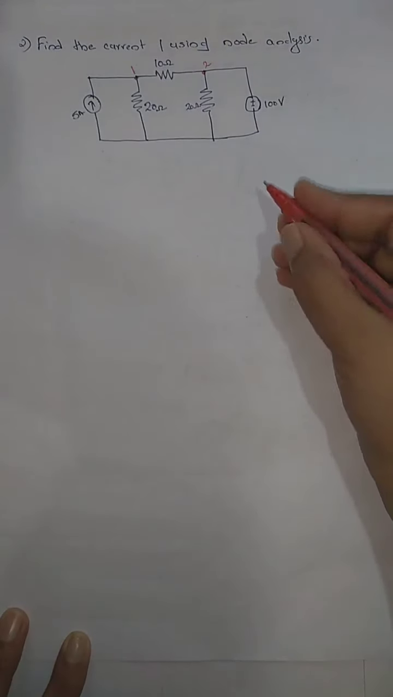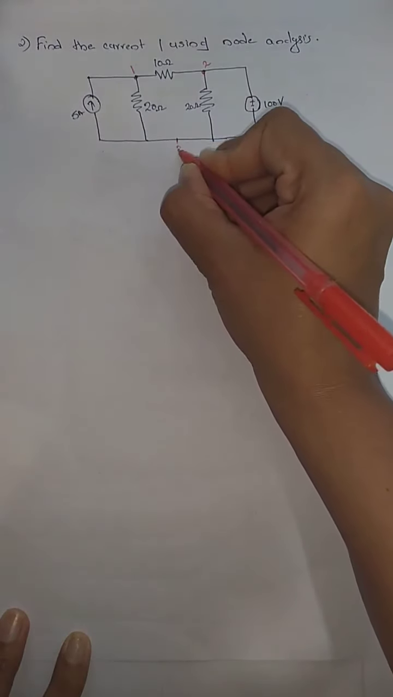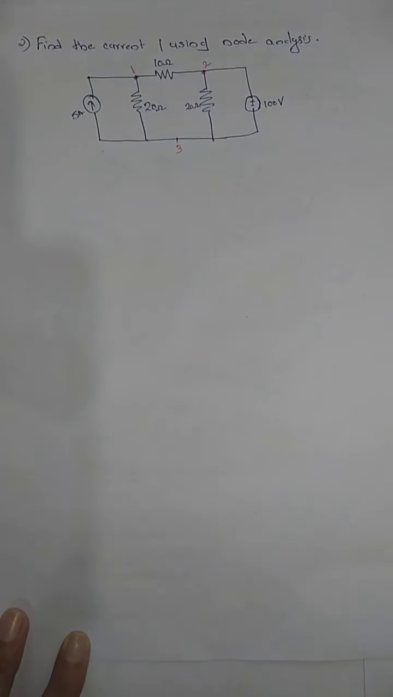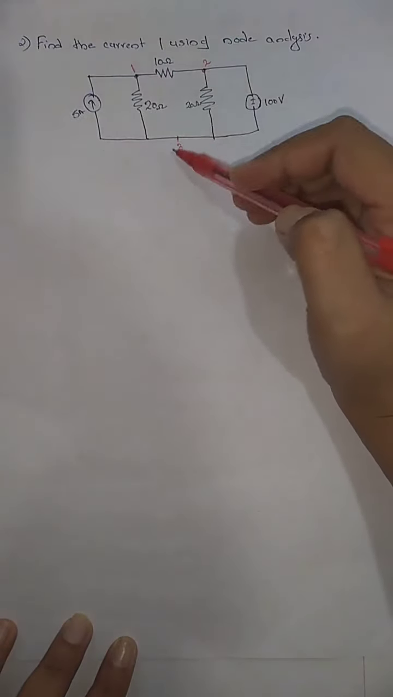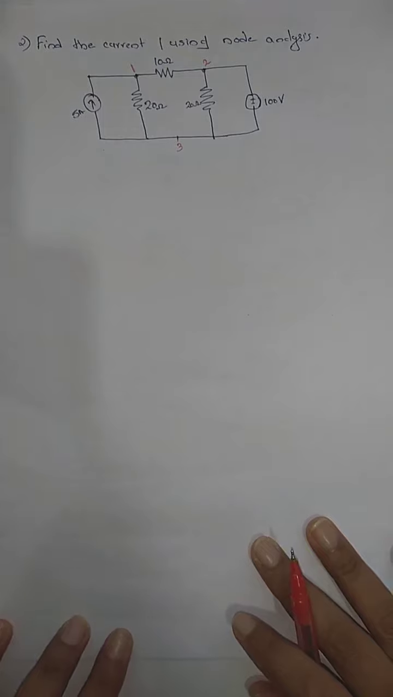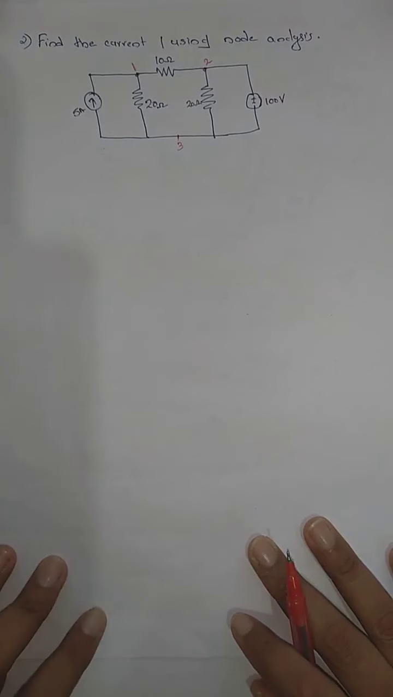What is a node? A node is an interconnection point of 2 or more elements. And I have another node here, node 3. Okay, so I have three nodes: 1, 2 and 3. First I should make you remember that while considering the voltages, we have to consider voltages V1, V2 and V3. Okay, so we have identified our nodes.